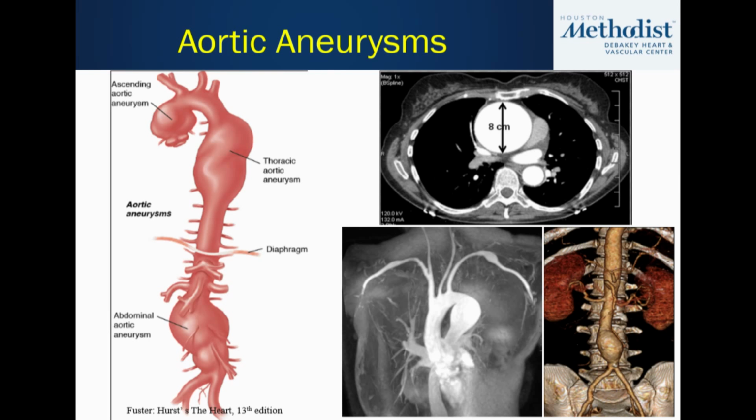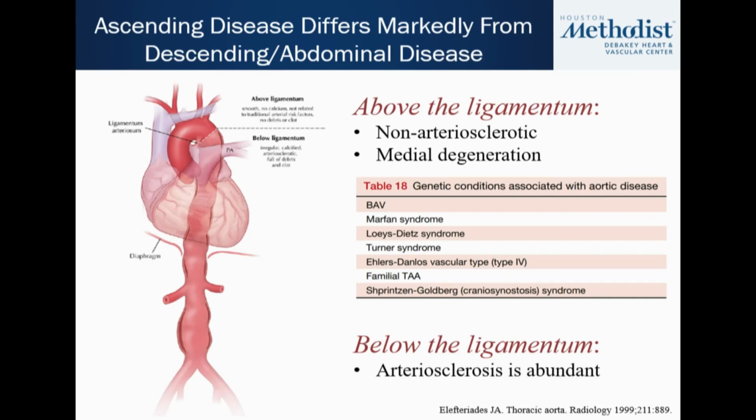Let's move on to thoracic aneurysms. Here's a compendium of different images showing aneurysms in the ascending, descending thoracic aorta, as well as the abdominal aorta. The most important point I want to tell you is that disease above the ligamentum is in general due to medial degeneration.